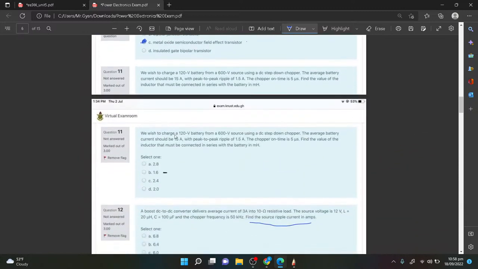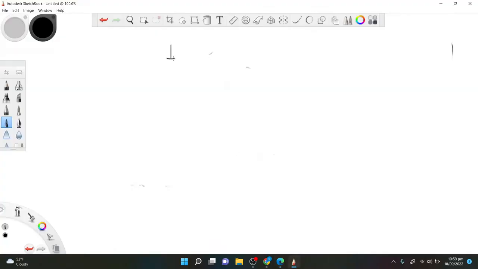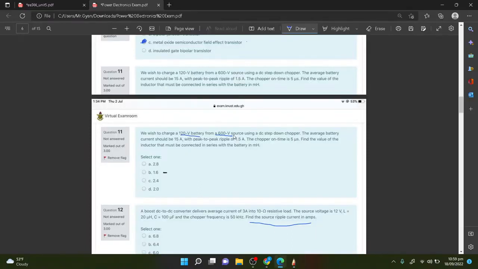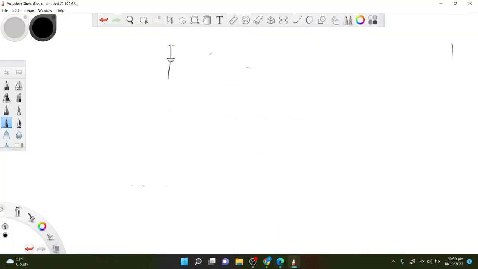We wish to charge a 120 volt battery from a 600 volt supply. So you can see that this is a step down. That's a forward converter, because if we are charging 120 from 600, that's a step down. Switch is here, diode is here, inductor is here. Then you have it like this.